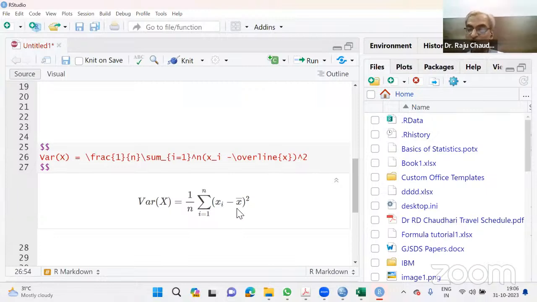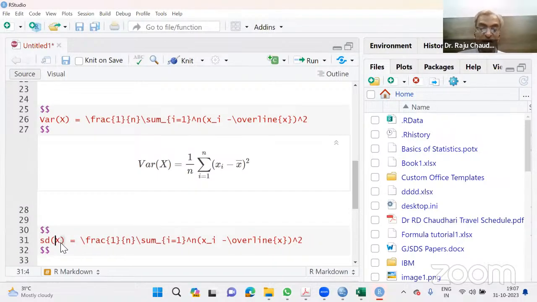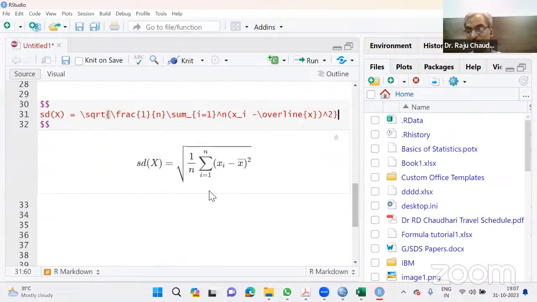And the squaring is there because when we remove the square, this value becomes 0 for any data. That is a statistical result. So this shows how the xi's are deviate from the center of the data. And if we take the square root of this value, we get the standard deviation of x.